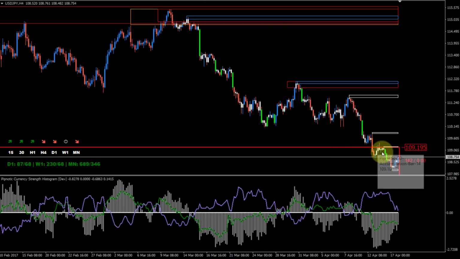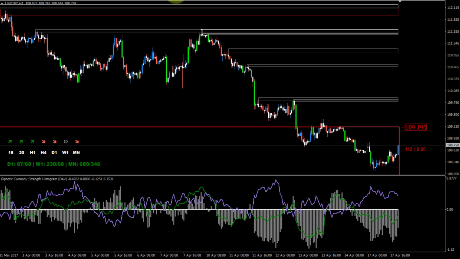It poked into it. We had a low here, a low, a low, a low, and then a higher low. So you can see that things are changing. The yen is getting weaker. The American dollar is looking pretty strong. So you could go to a smaller time frame and then find a nice area of demand at which to buy, keeping in mind that we are buying at daily demand.